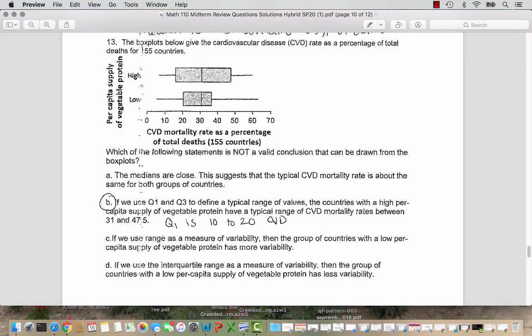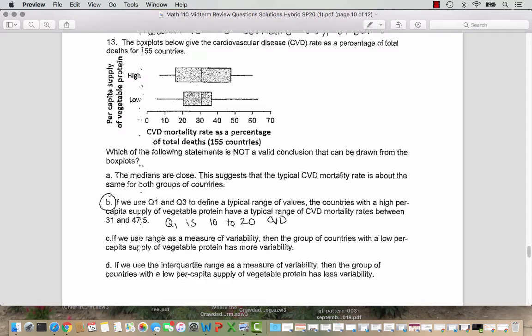All right, question C would be valid then. If we use range as a measure of variability, then the group of countries with a low per capita supply of vegetable protein has more variability, and we would agree with that because it looks like its distance from min to max is a bit longer for the low vegetable protein countries.